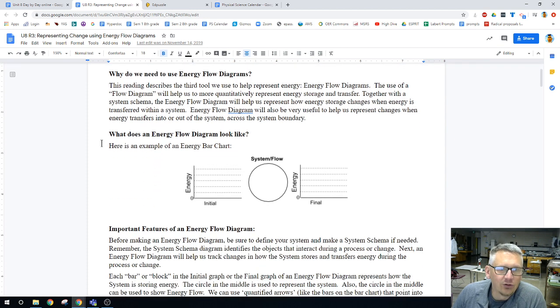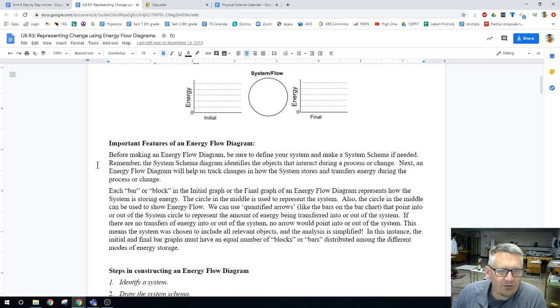What does an energy flow diagram look like? Here's an example of an energy bar chart. Important features of the energy flow diagram: before making an energy flow diagram, be sure to define your system and make a system schema if needed. Remember, the system schema diagram identifies the objects that interact during the process or change. Next, an energy flow diagram will help us track changes in how the system stores and transfers energy during the process or change.